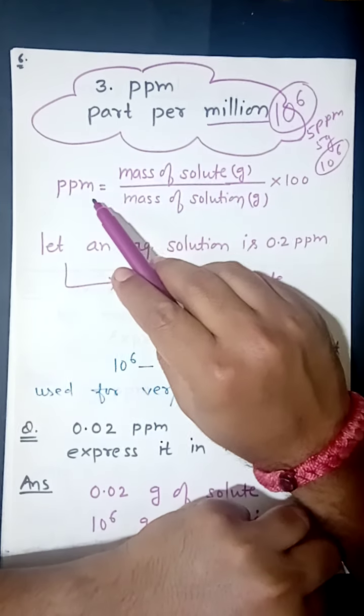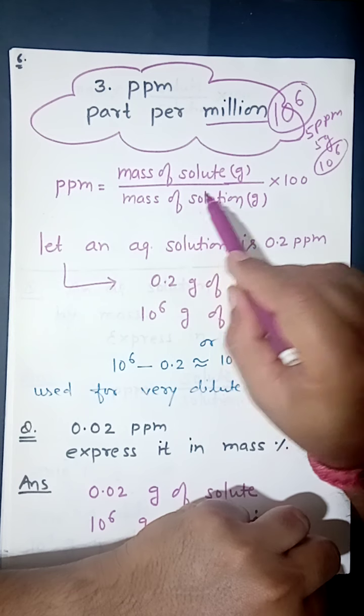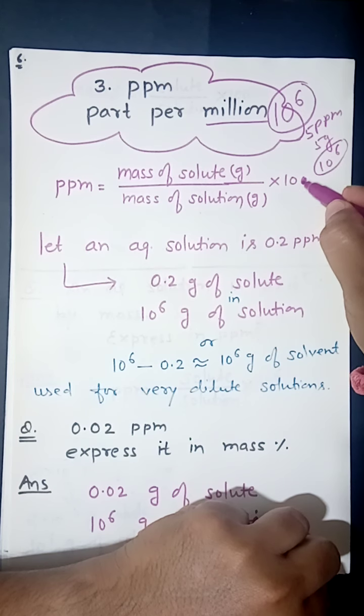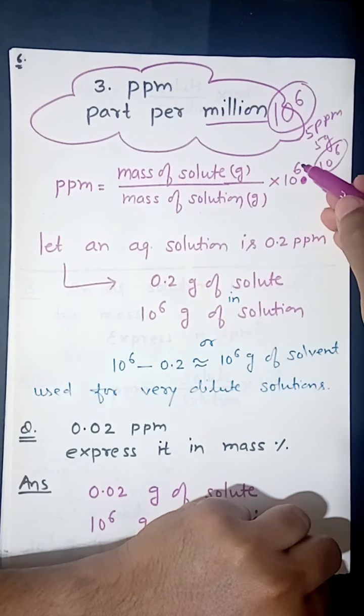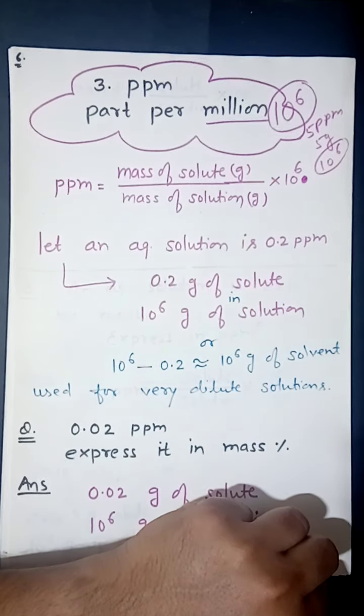The formula is similar to mass percent. It is mass of solute upon mass of solution. In place of 100, which we use in mass percent, here we will write 10 raised to power 6. This is the only difference. In place of 100, it is 10 raised to power 6, and now it becomes the formula for parts per million.